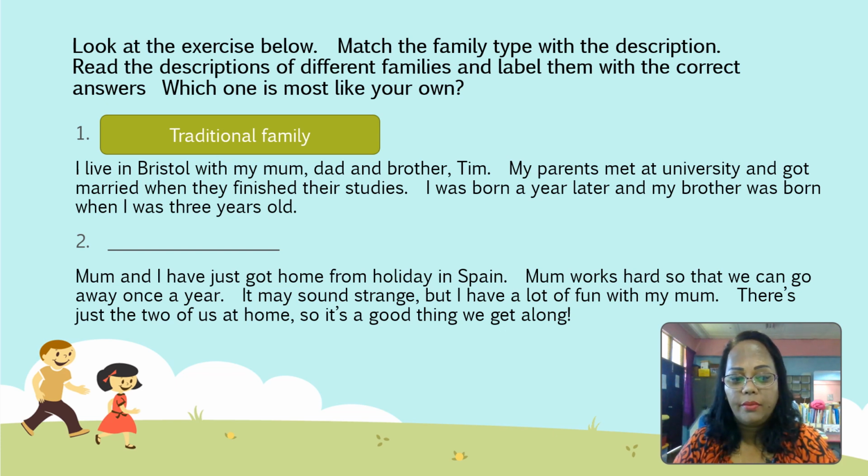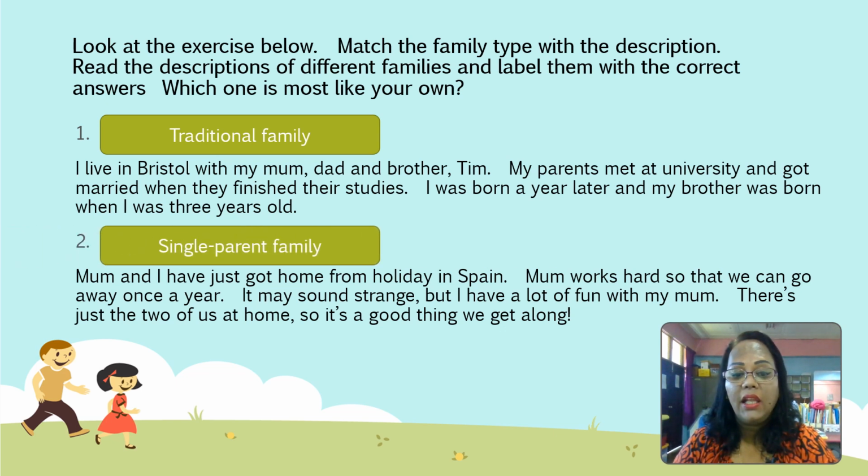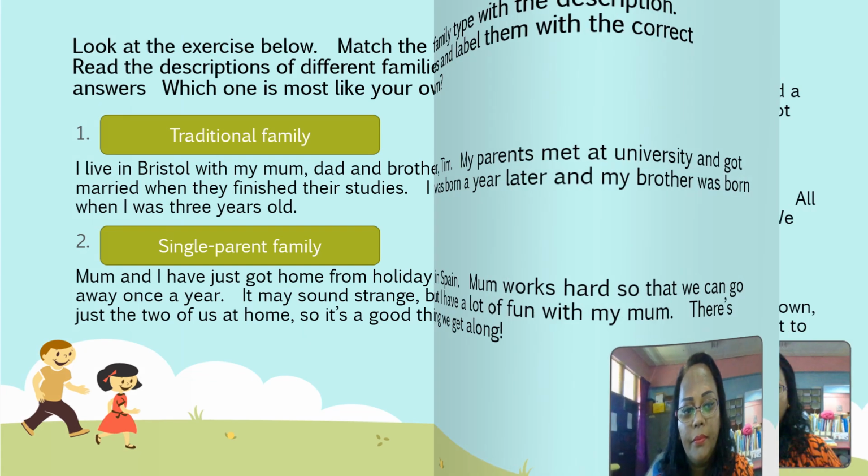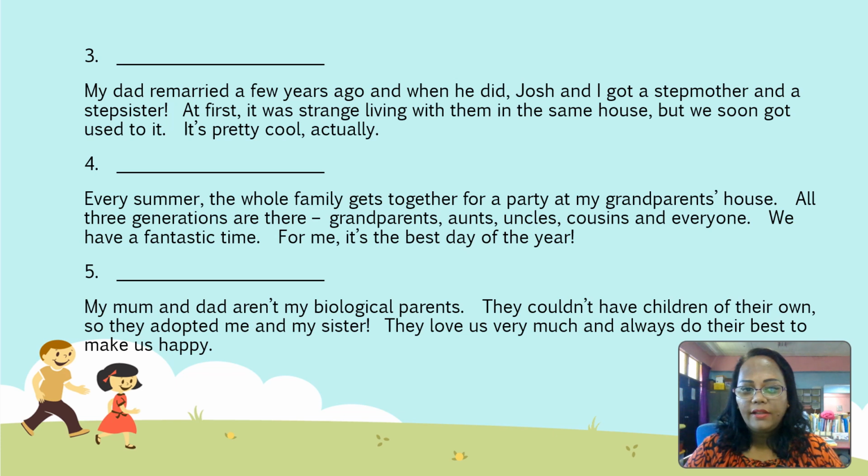Okay, what about number 2? Mom and I, and the clue is given, there's just 2 of us at home. Okay, just the mom and the child. So what do you think they are? Yes, it's a single parent family, just the mom and the child. Very good. Let's try the others. Okay, let's look at another 3 descriptions. I hope you still remember the types of family that we learned earlier.